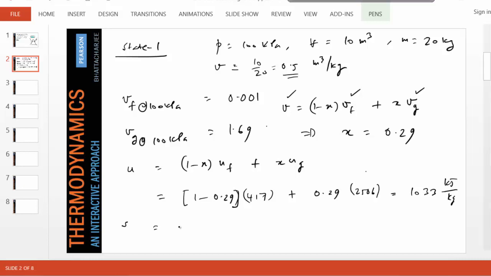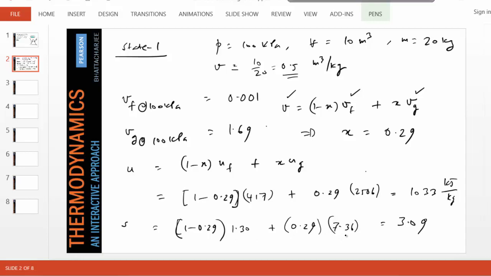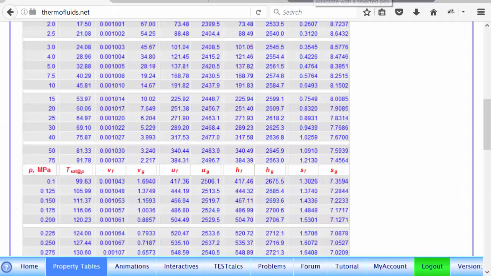Similarly, entropy is 1 minus 0.29 times Sf, which is 1.30, plus 0.29 times Sg, which is 7.36. So we get an entropy of state 1 to be 3.09. You can go and check, the 1.3 and 7.36 come from the table, Uf and Ug, Vf and Vg, at the pressure of 100 kPa. So that's pretty straightforward.